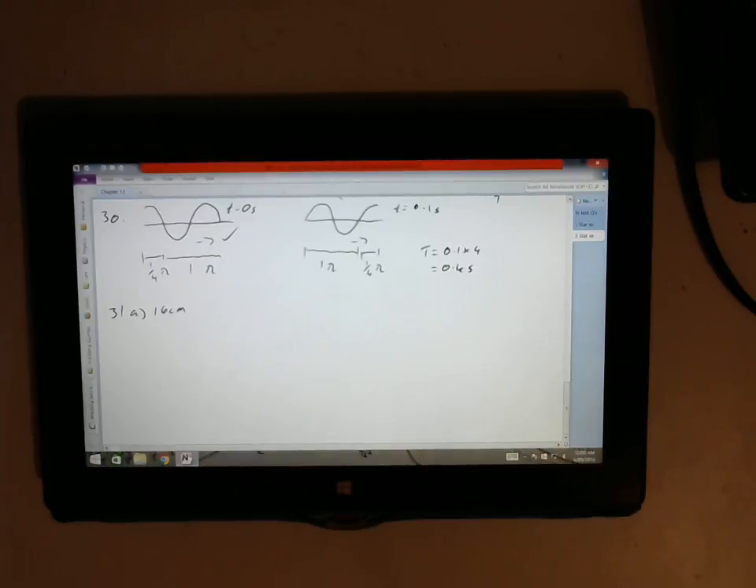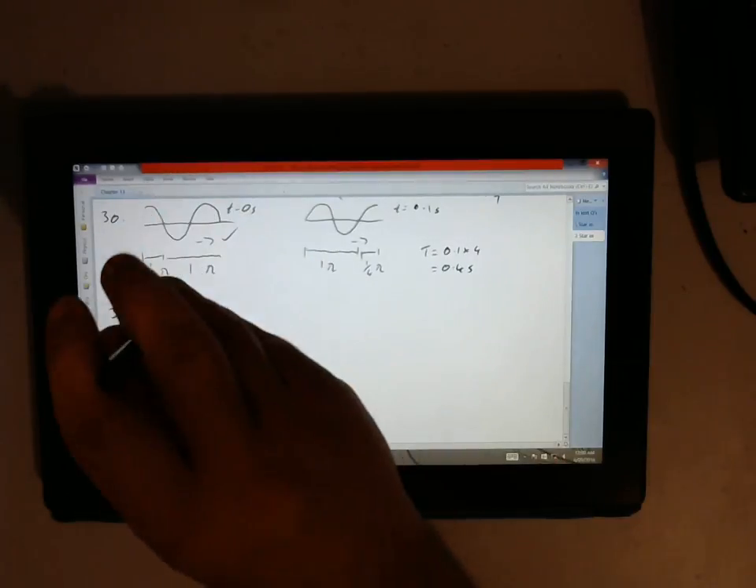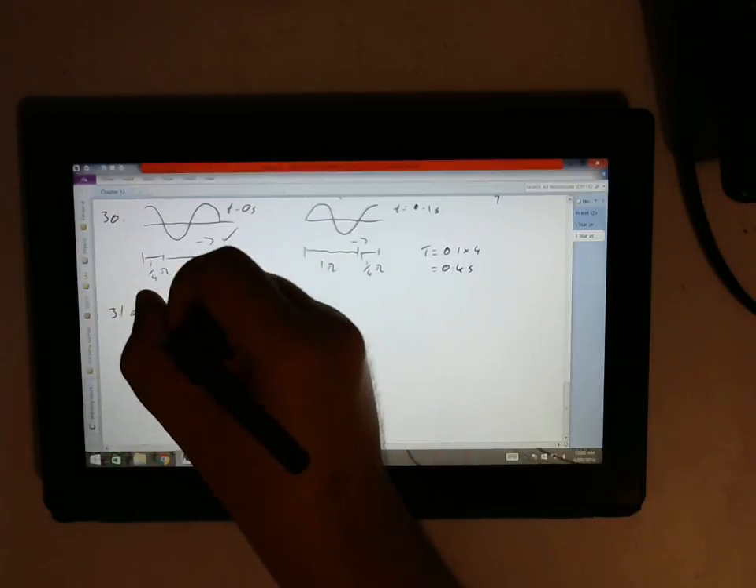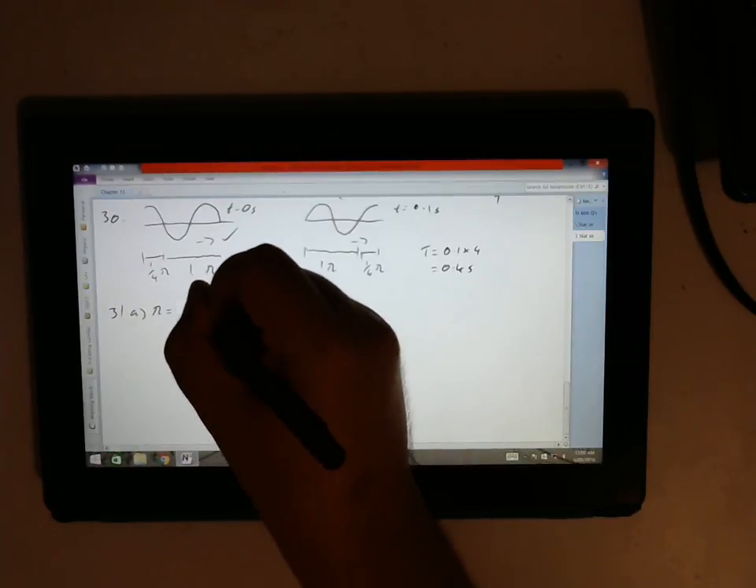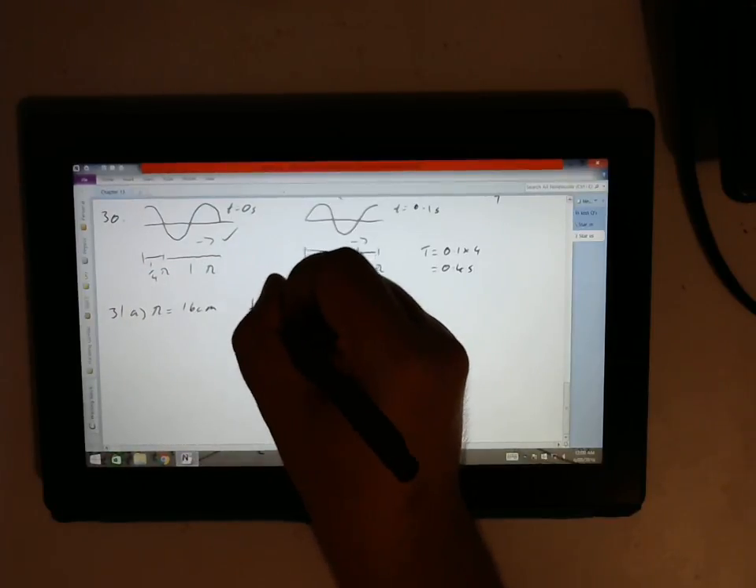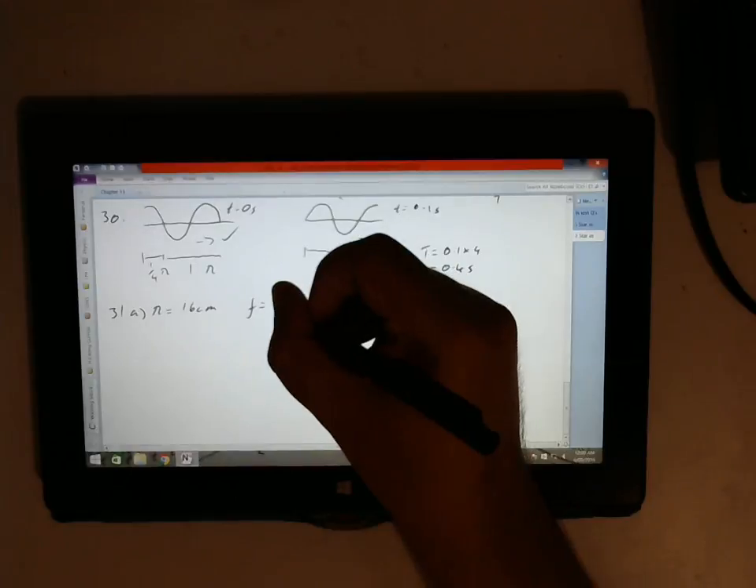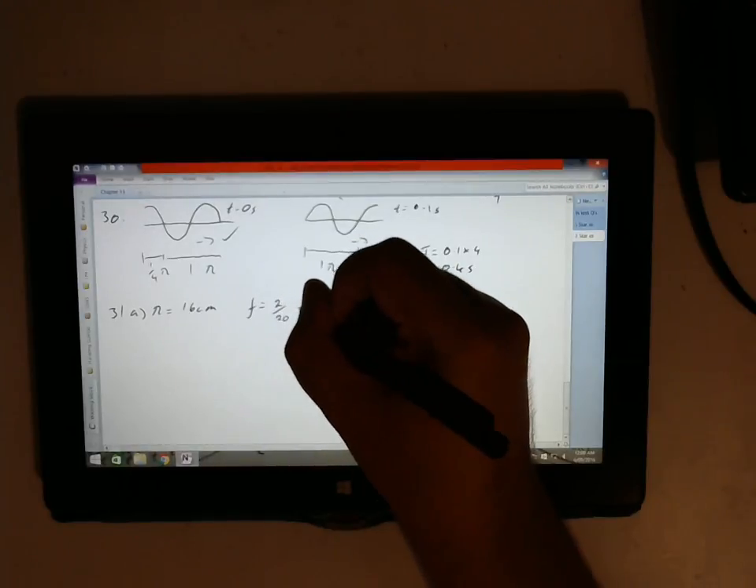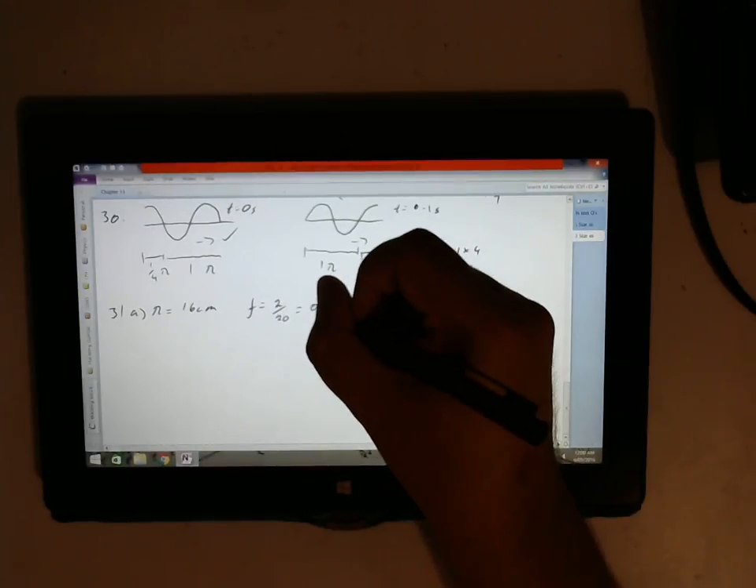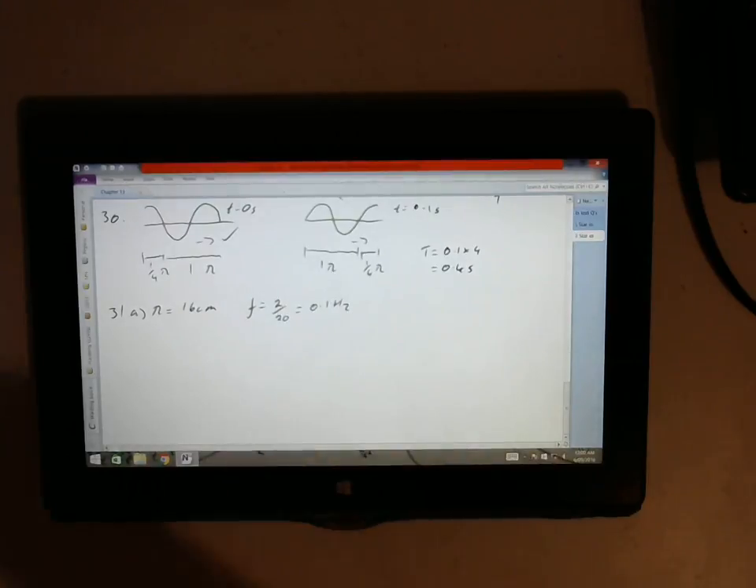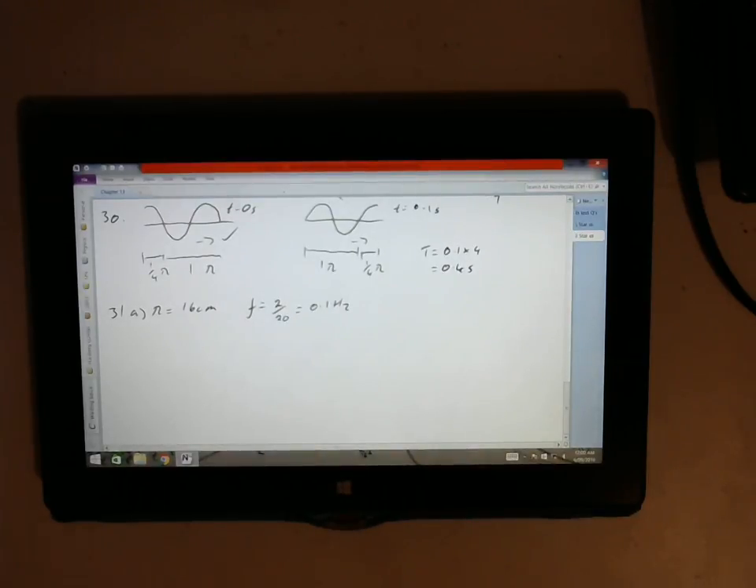Okay, next part of this. Frequency. Let's label that first. Lambda equals 16 centimetres. Frequency equals, well, we want to know how much per 1 second. That's going to be 2 divided by 20 equals 0.1 hertz.